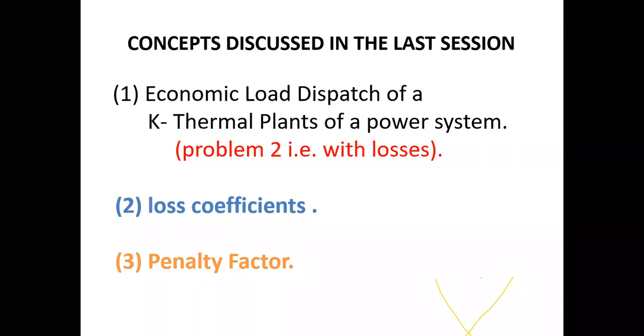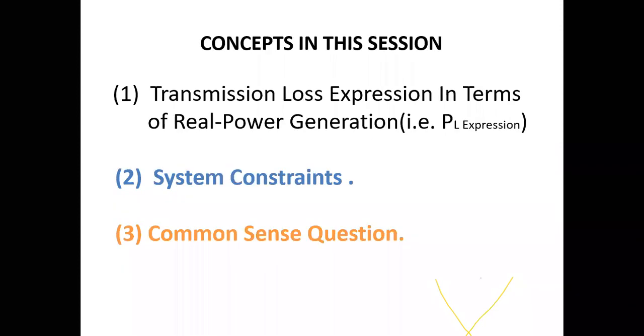And the second one is loss coefficients. Loss coefficients are also called B coefficients. We have seen how to represent loss coefficients and what parameters they depend upon. And finally, we have seen the significance of the penalty factor, already explained by taking a practical example, that is a market and a local shop.